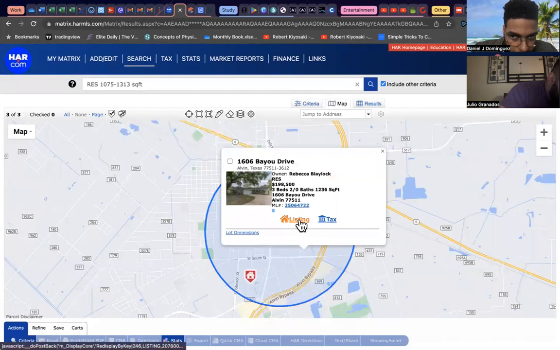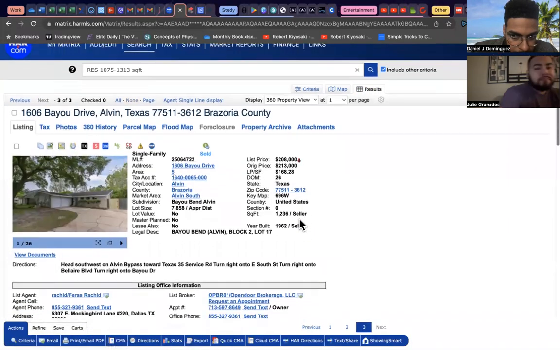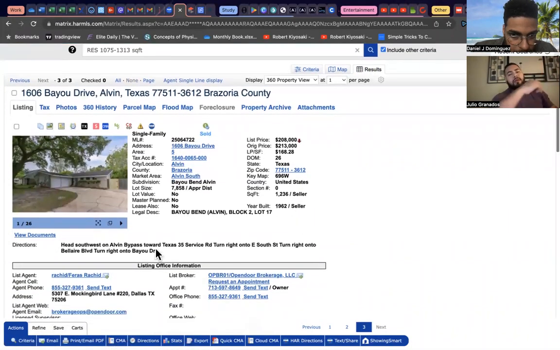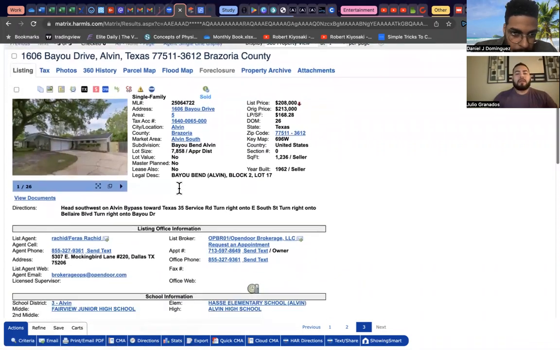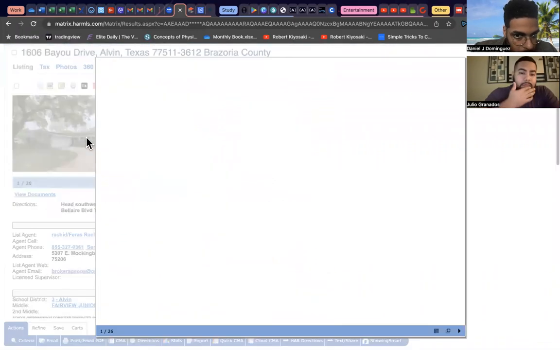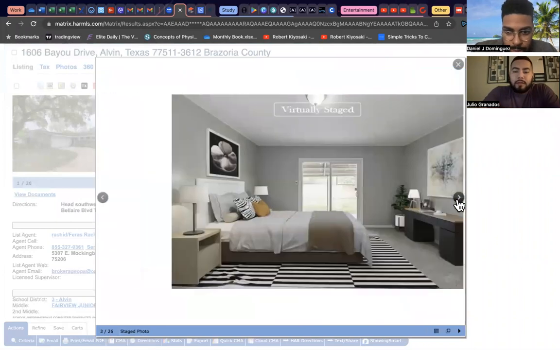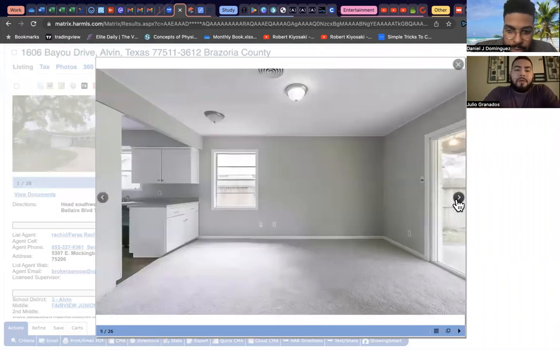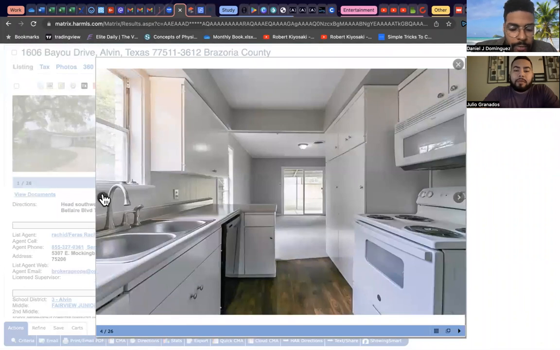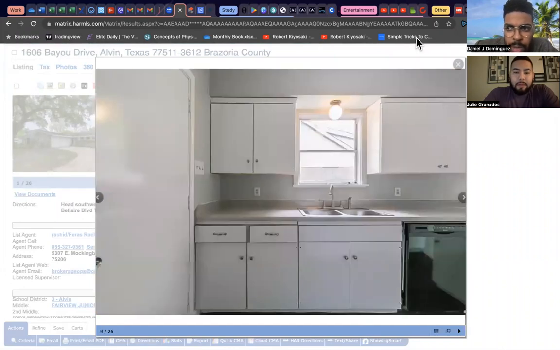Okay, we got 3 bed, 2 bath, 1,236. Yeah, a lot bigger lot size though. This one is 196. Okay, this one has the same. I would love, do you have pictures of the property by any chance? No. Okay, let me see. Maybe we can pull it up.